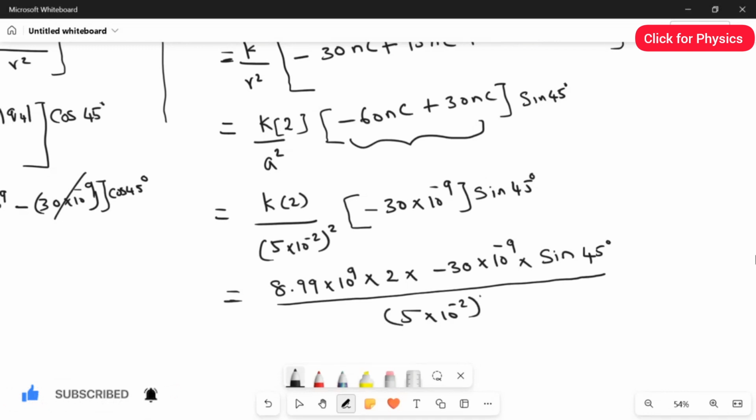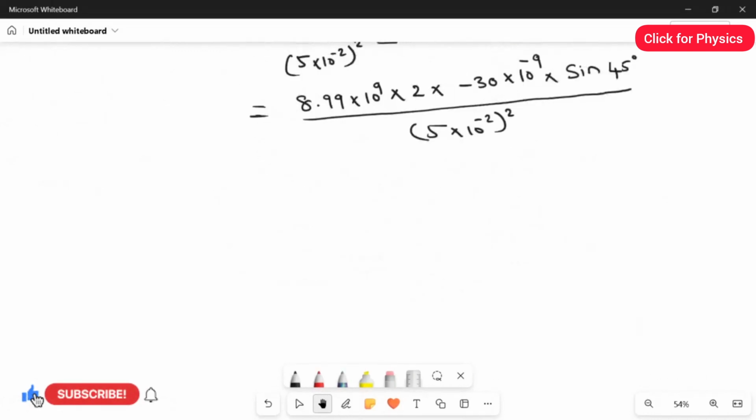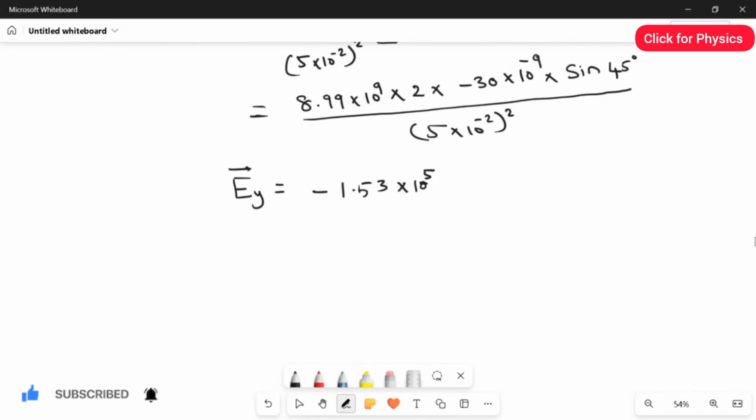Now we have to find the answer for this. After I substitute the values here, I got the answer EY, which is equal to minus 1.53 multiplied by 10 power 5 Newton per coulomb. But this is our y component, so its respective unit vector notation is j cap, right?